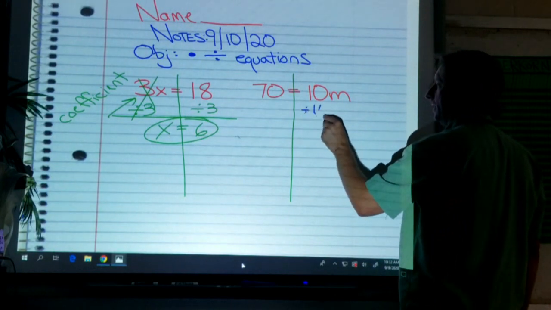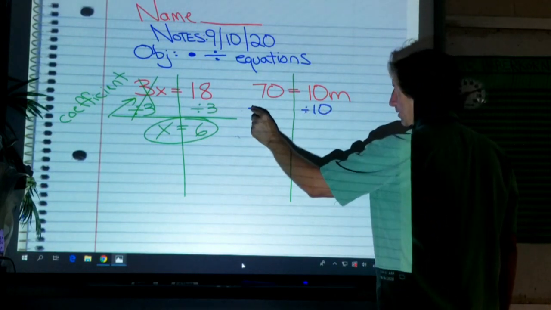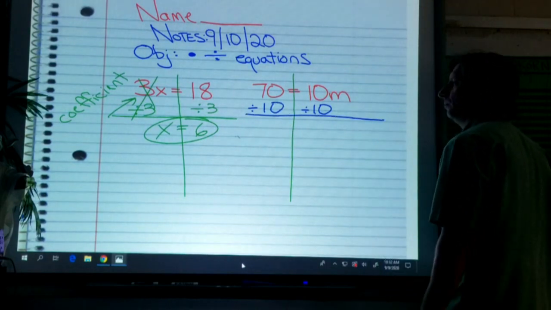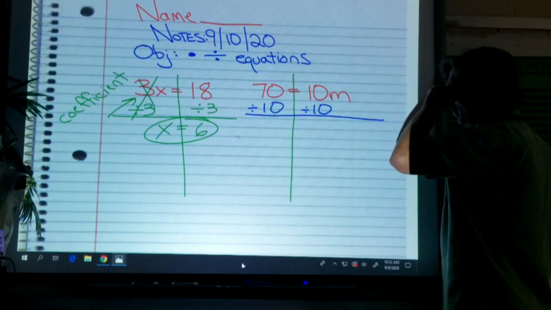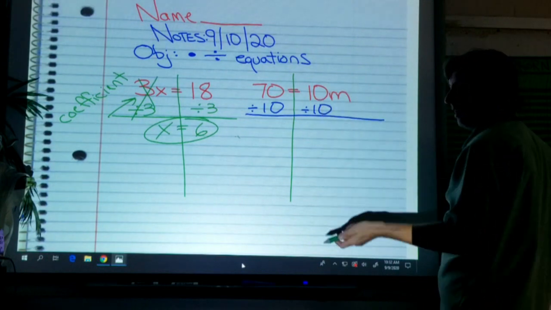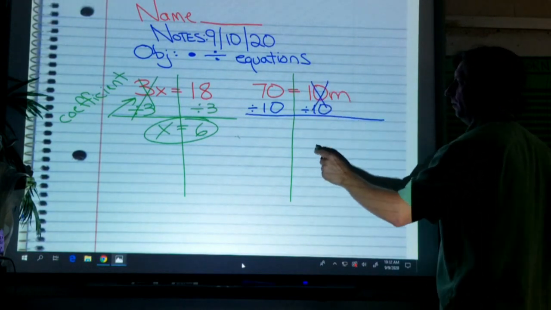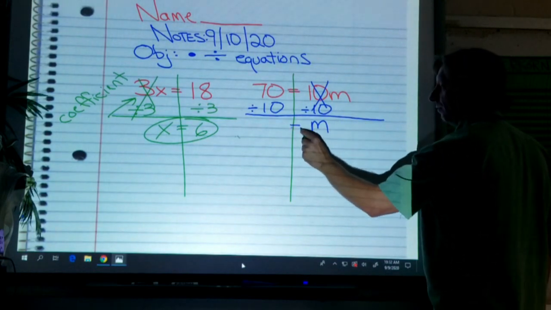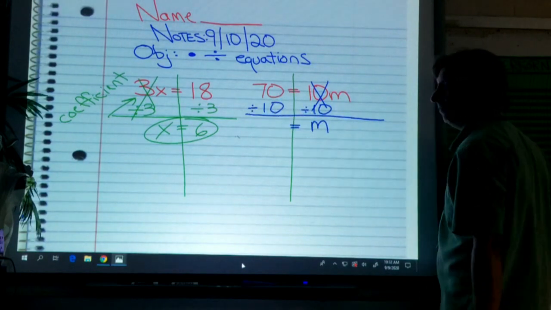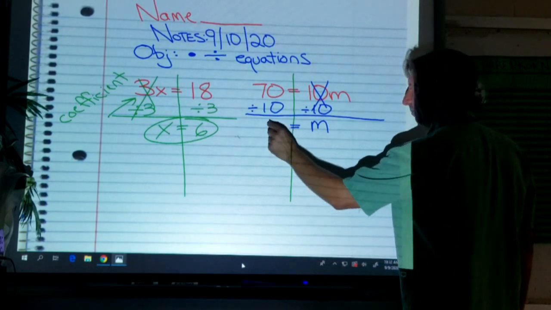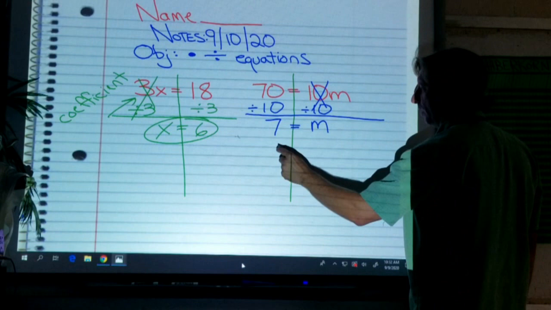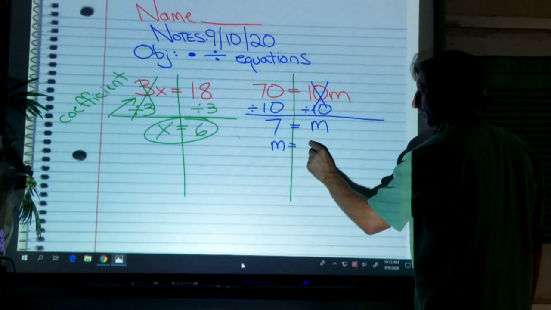Divide by 10. If we do it to one side, we got to do it to the other. It's the first rule of algebra. Okay, so 10 divided by 10 is just 1. Once again, those are gone. Bring down my m. That's all that's left. We got it by itself. 70 divided by 10. Type it in your calculator. 7 equals m. That's a little weird sounding, so we're going to flip it. M equals 7.